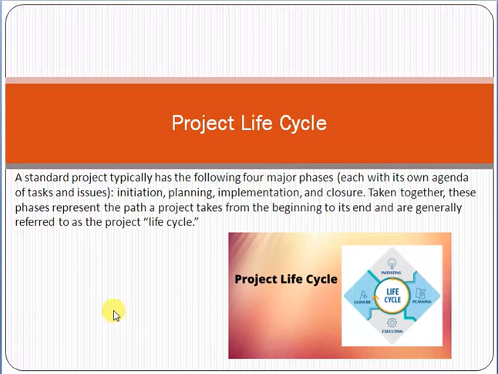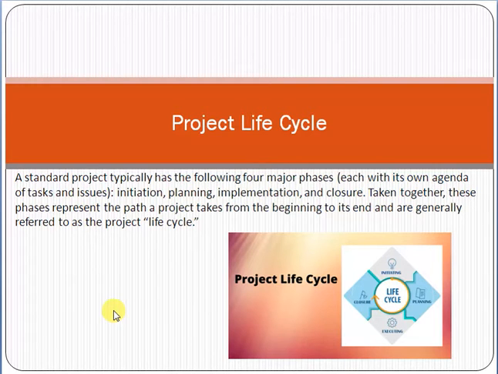So let's start, friends. Project life cycle. Whenever we talk about project life cycle, basically every project has a life, which means that at some stage we think about a project to initiate. A project will initiate, then it will go through the initiation stage, then the planning stage, then the implementation phase, and then the closing phase. So this is called the concept of project life cycle.